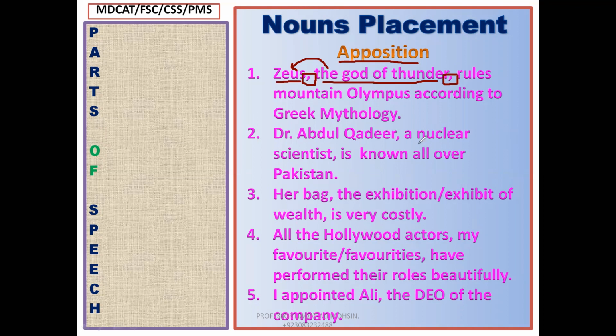Abdul Qadir, Dr. Abdul Qadir, a nuclear scientist. A nuclear scientist is adding to Dr. Abdul Qadir. This is a phrase which is adding to Dr. Abdul Qadir, and this second noun is in apposition to Abdul Qadir. Now, one thing is to be clear: the actual subject of the sentence is only Dr. Abdul Qadir, just as Zeus was the subject in the first case.